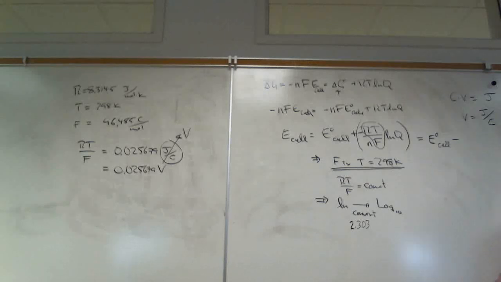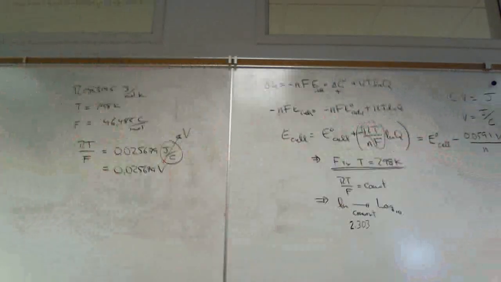Hopefully it comes out to like 0.512. What did you guys get? 0.59. 0.59? Okay, 0.059138 volts over n log base 10 of Q. How close did we get?